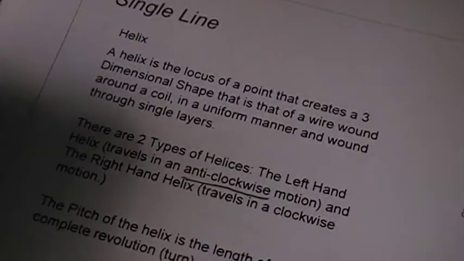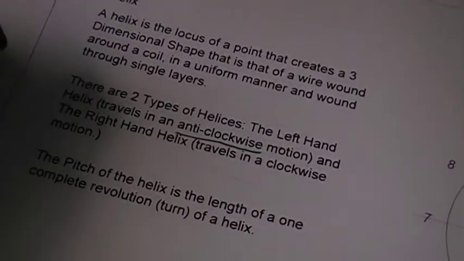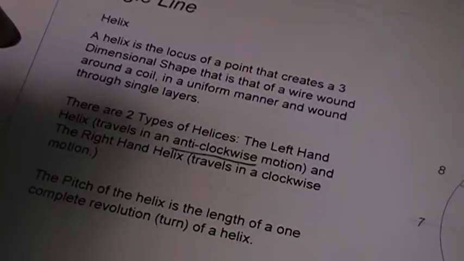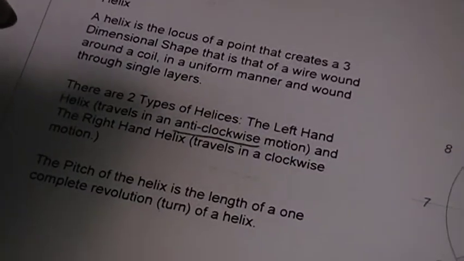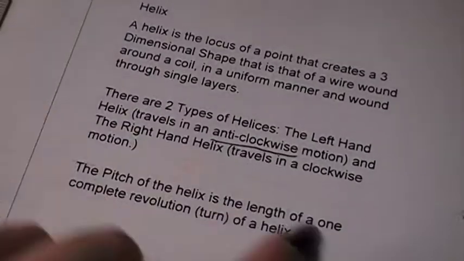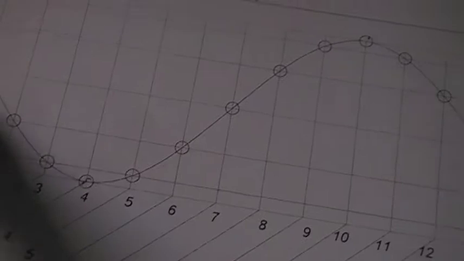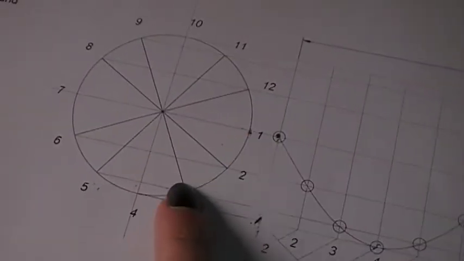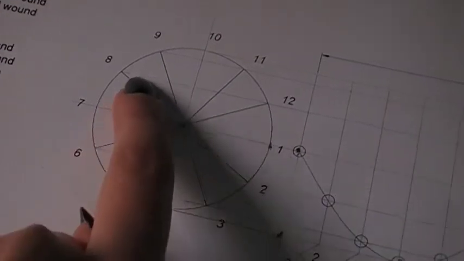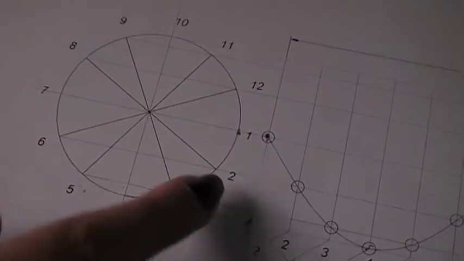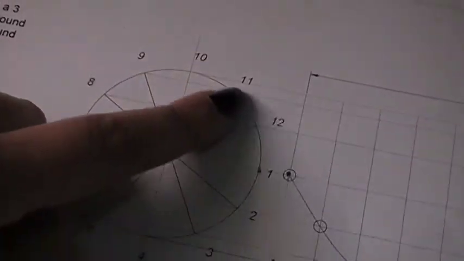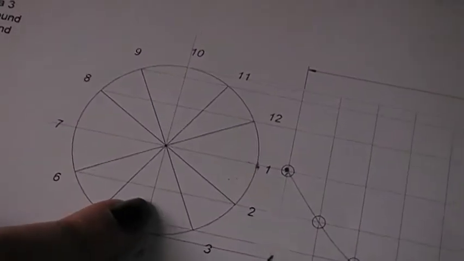Now, there are two types of helices. The left-hand helix that travels in an anti-clockwise motion, and the right-hand helix that travels in a clockwise motion. So for example, look here. This one is going like this. 1, 2, 3, 4. This is a clockwise motion. So this is a right-hand helix. If it were going the other way around, 1, 2, 3, 4, that would be a left-hand helix.